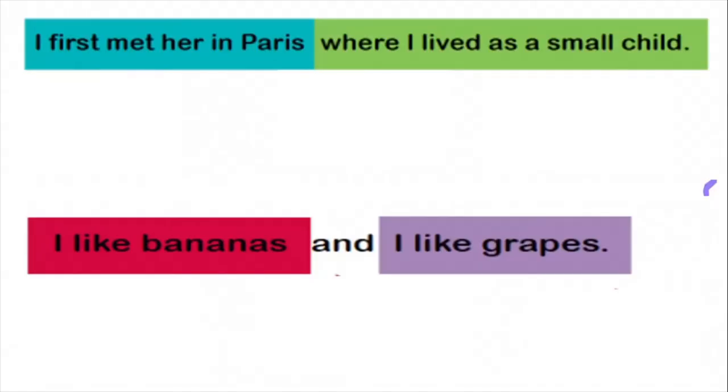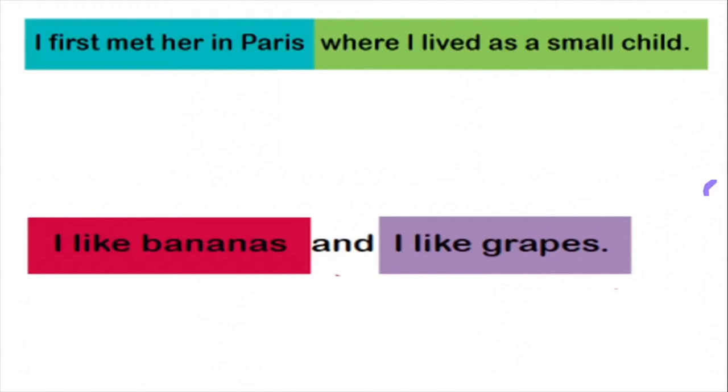Then, let us look at some examples here. I first met her in Paris where I lived as a small child. Look at these two parts of the sentence. They are given in two colors to highlight that these are two different parts. So, I first met her in Paris. Read it again. Does it make complete sense? Yes, it does.